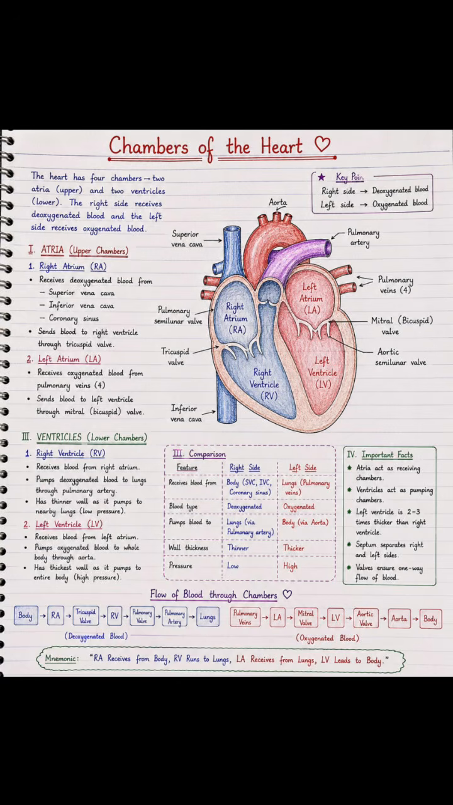The right side of the heart receives deoxygenated blood, and the left side receives oxygenated blood. So remember this simple key point. Right side means deoxygenated blood, and left side means oxygenated blood.